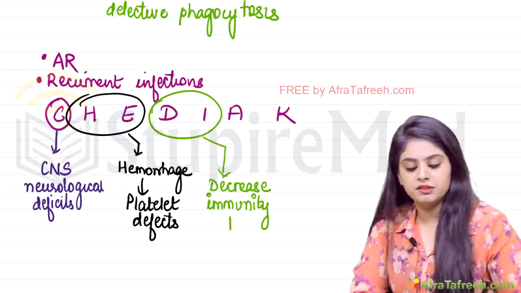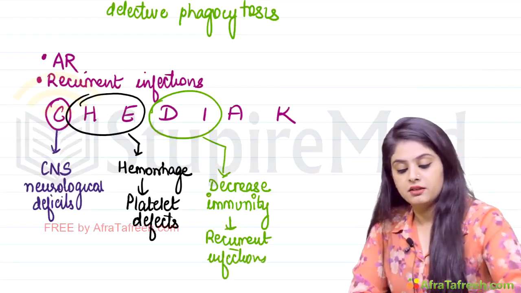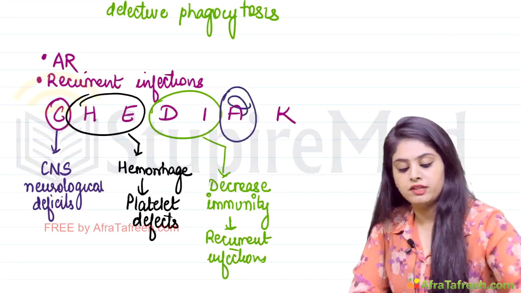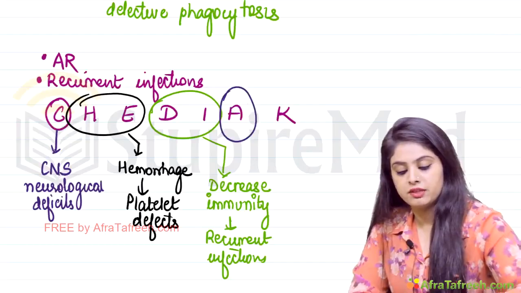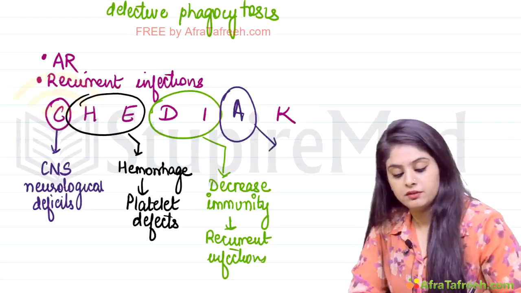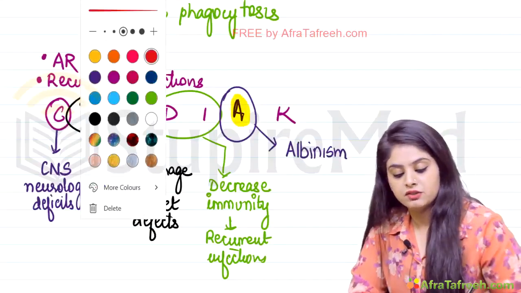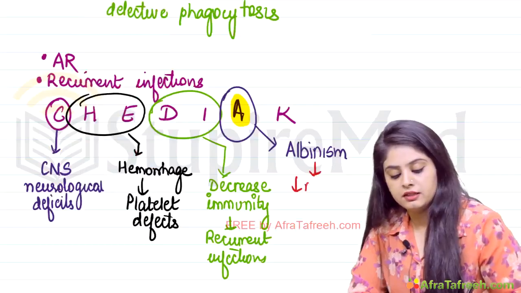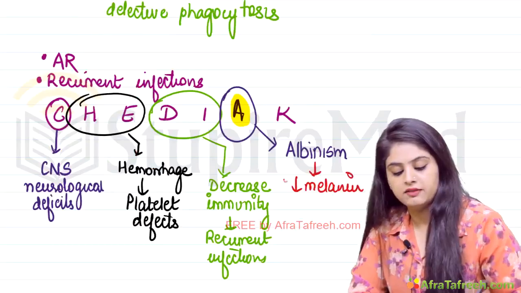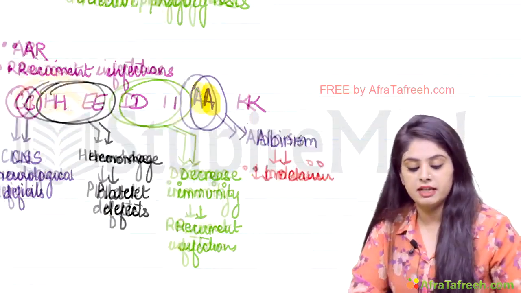That is why the person will land up with recurrent infections. And lastly, one of the most striking catch points that we have over here is that A will now stand for albinism. So these patients are going to have a decrease in the melanin. That is why the pigmentation of the body is going down. Hypopigmentation, albinism, because of decrease in melanin.